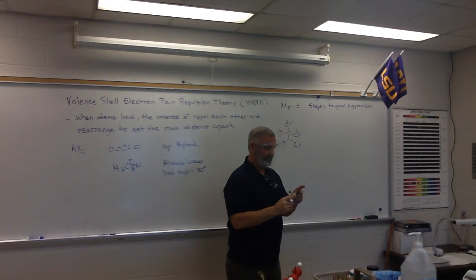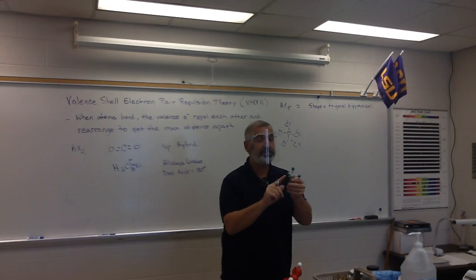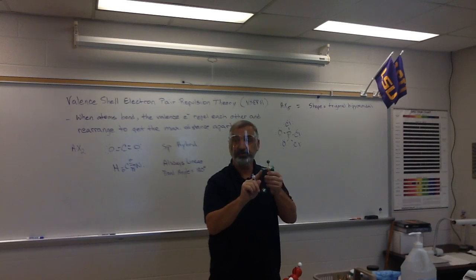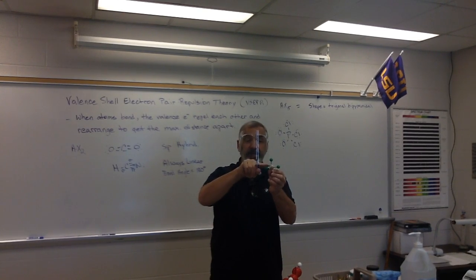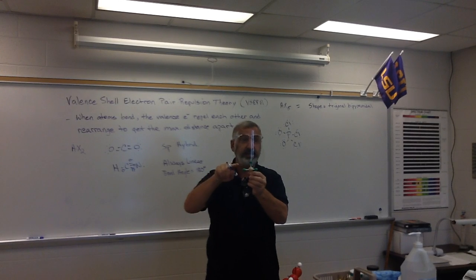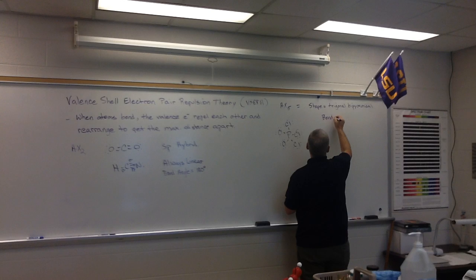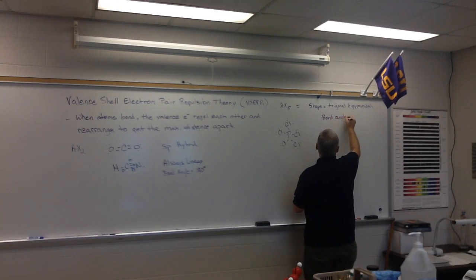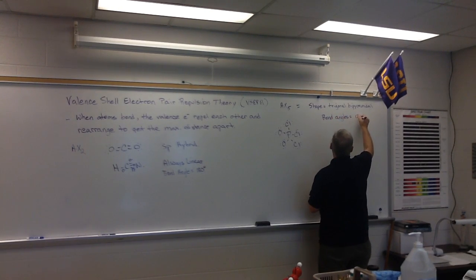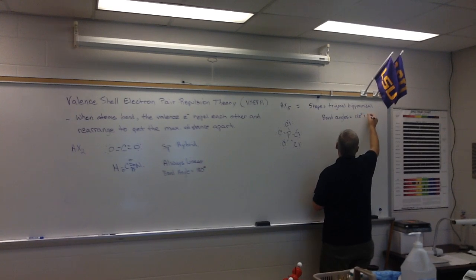Now, we got 2 different bond angles. What's the bond angle going to be in the triangle? 120. What's the bond angle going to be here? 90. So we have bond angles equal to 120 and 90.